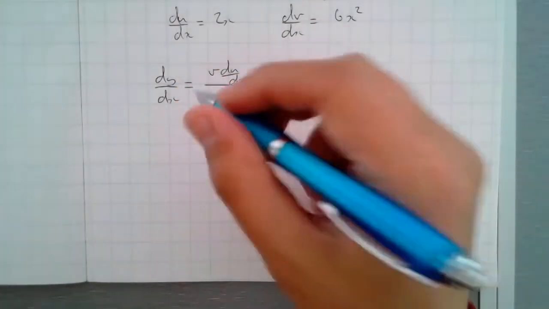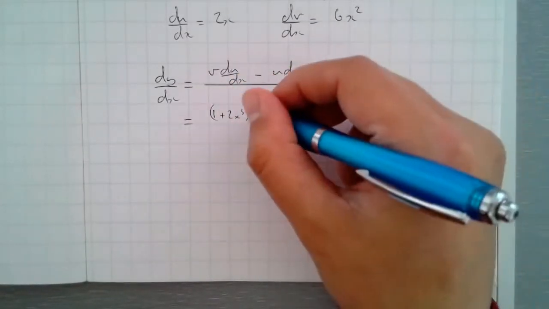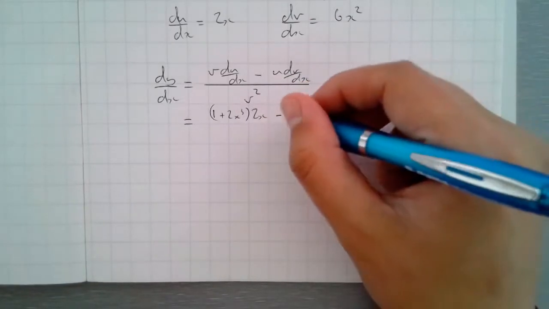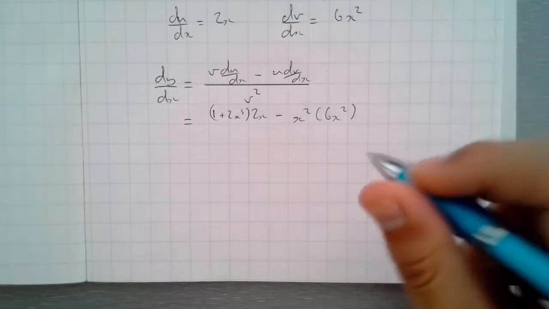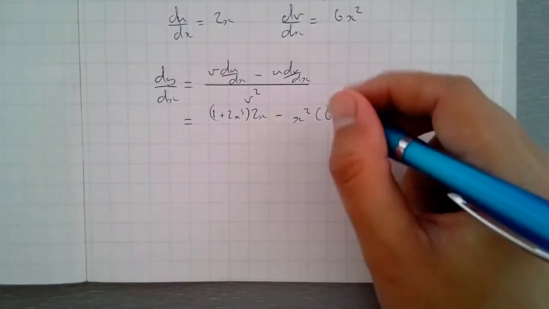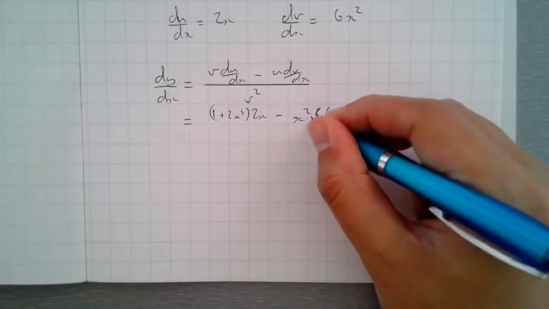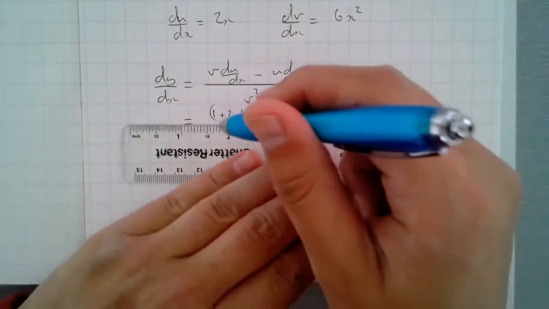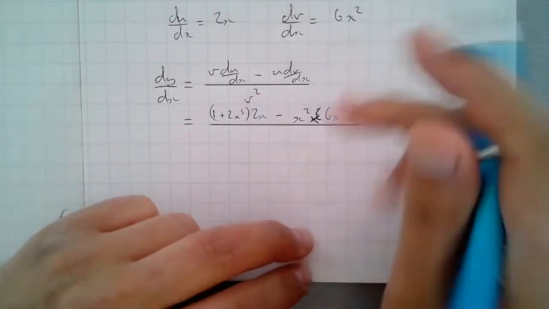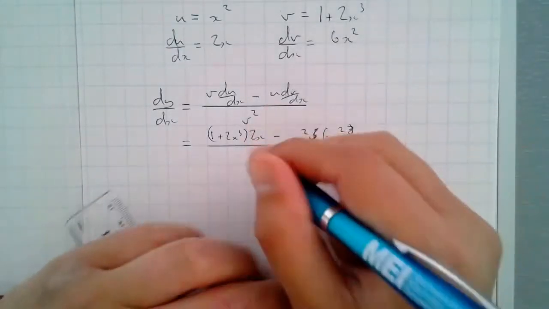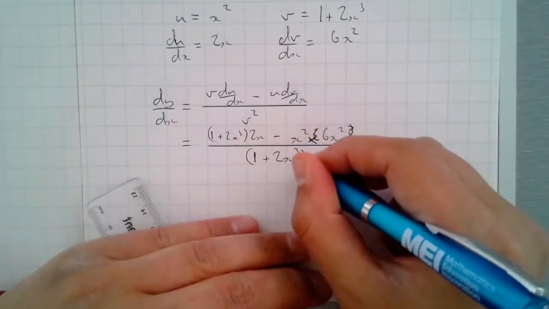I've got v is 1 plus 2x cubed, du/dx is 2x, take away x squared, lots of 6x squared. I don't really need the bracket there, I could have put a times, in fact I'm going to put a times, I'm not sure why I put that bracket there. And there we go. And that's all going to be divided by v squared. So v is that thing, 1 plus 2x cubed, and it's all squared.